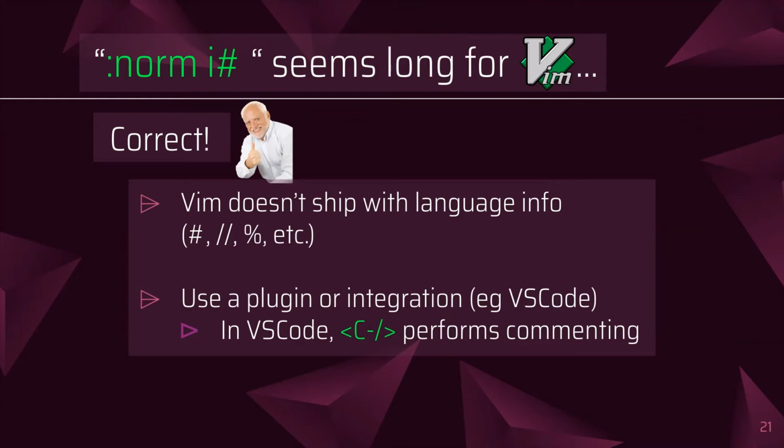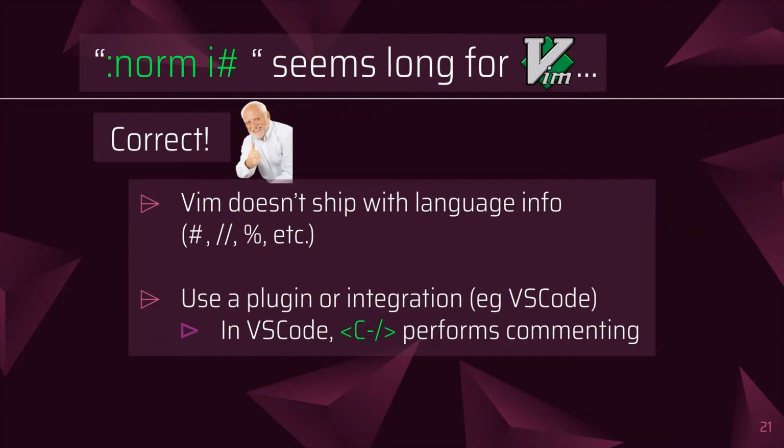And this is true. Vim does not ship with language info. Sometimes it'll ship with syntax highlighting, so if you open it up, you'll immediately be able to see Python highlighting, like in my case. But it doesn't ship with a lot of other syntax info from languages, like the hashes for Python or the double slashes for C++. Or I think it uses the % sign for LC3, right? So it doesn't ship with that language info.